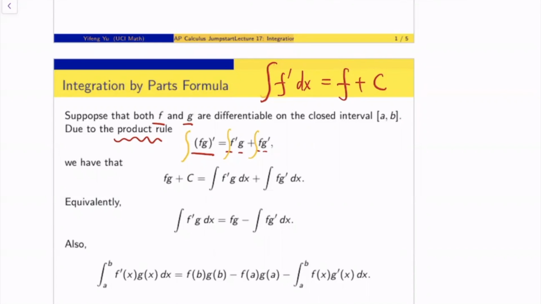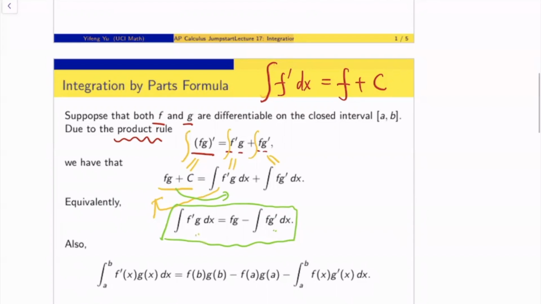Then the left-hand side is just fg plus c, and this will be the antiderivative of f' g, and this will be the antiderivative of fg'. Now, of course, you move this one to the left-hand side and that one to the right-hand side, and this is the more general form we write to express integration by parts for antiderivatives. Here we omit the constant c because it can be contained in the antiderivatives, so there's no need to write it.